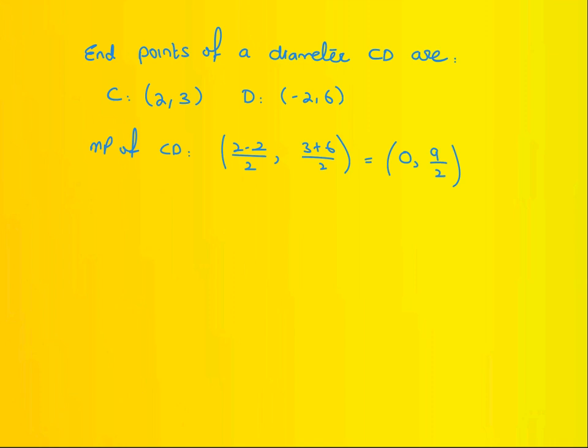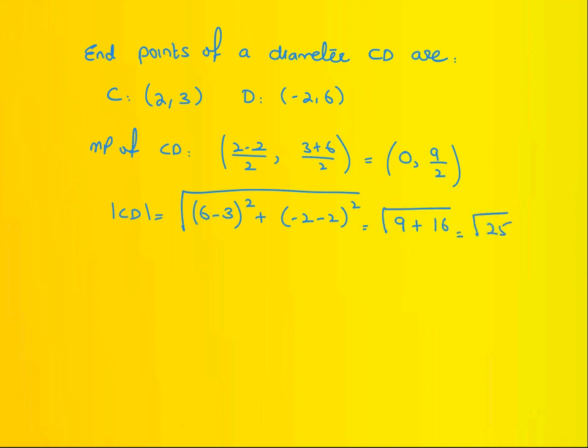For the radius, I'll first find the length of CD, which is the square root of 6 minus 3 squared plus minus 2 squared. That's basically 3 square, which is 9, plus minus 4 square, which is 16. That's root 25, which we know is 5 units. But again, this is not the radius, this is the diameter. Radius is the length of the diameter upon 2, which is 5 by 2.